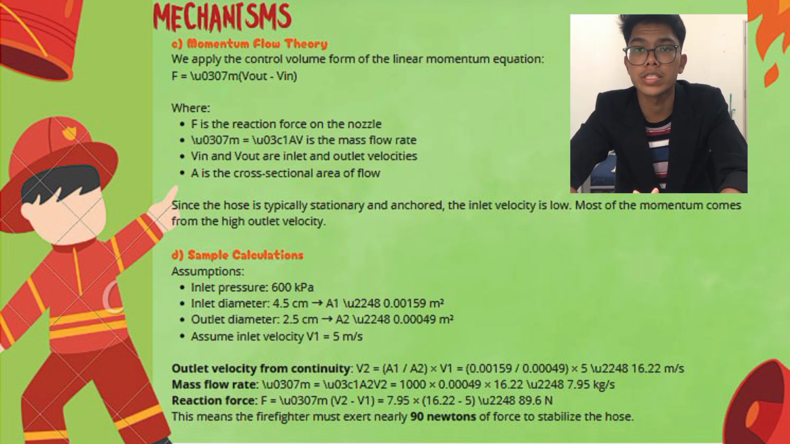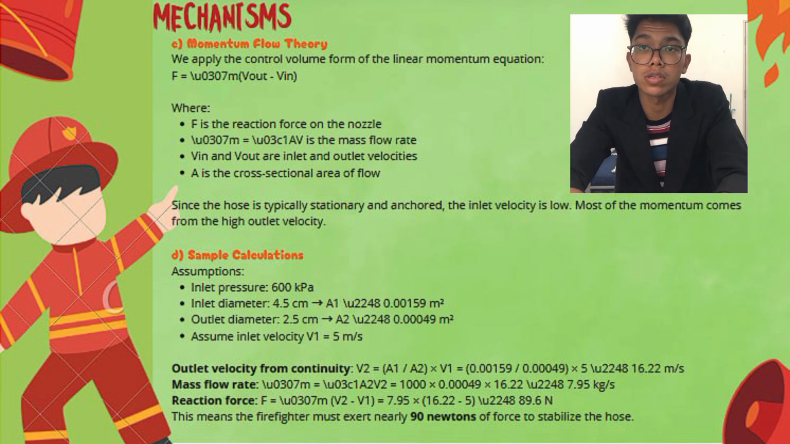Let's go through a sample calculation. We assume that the inlet diameter is 4.5 centimeters, which gives an area of about 0.00159 square meters. The outlet diameter is smaller, 2.5 centimeters, which results in a smaller area. We also assume that the water enters the nozzle at 5 meters per second. Because the outlet is narrower, the water speeds up. Using the ratio of the inlet and outlet areas, we find that the exit velocity increases to around 16.22 meters per second. Then, by multiplying the water's density, the outlet area, and the outlet velocity, we calculate the mass flow rate to be approximately 7.95 kilograms per second.